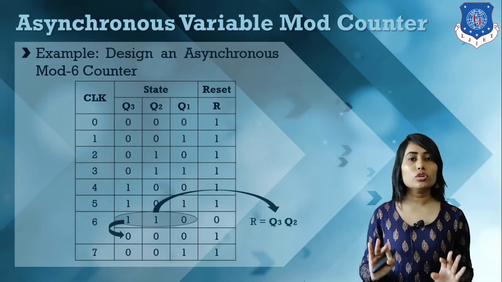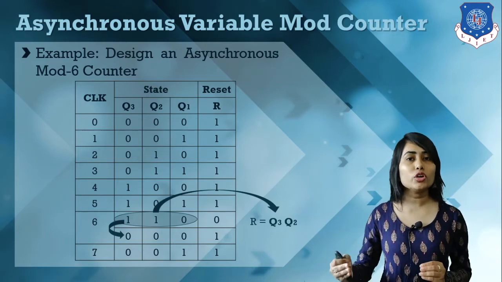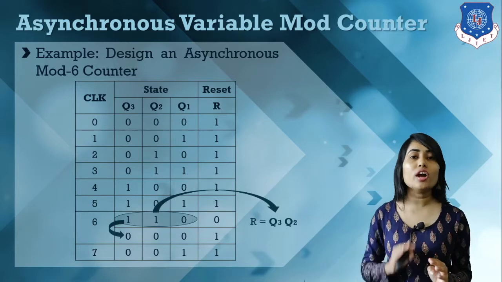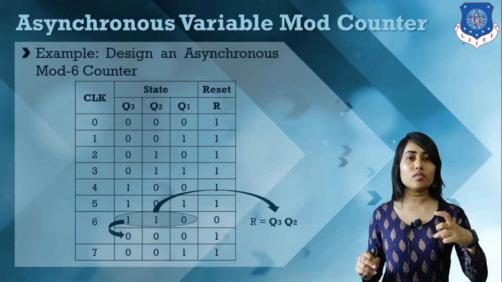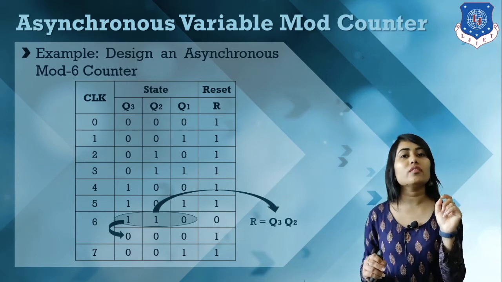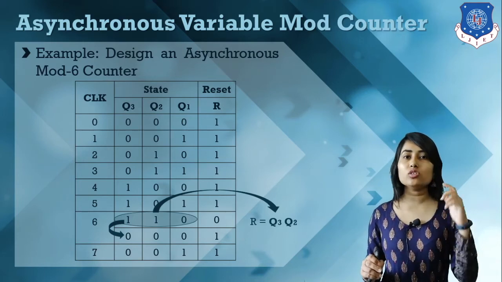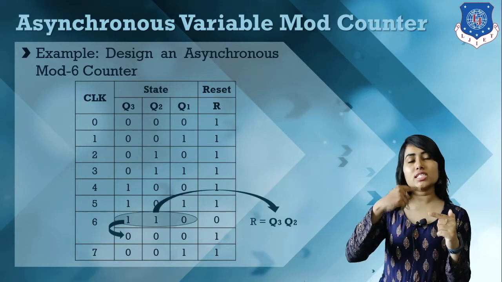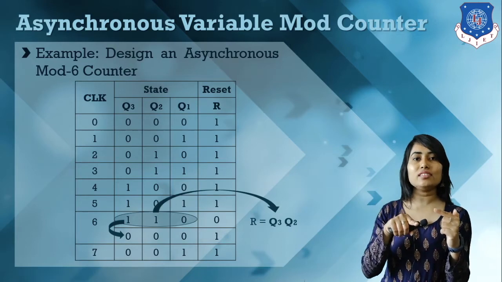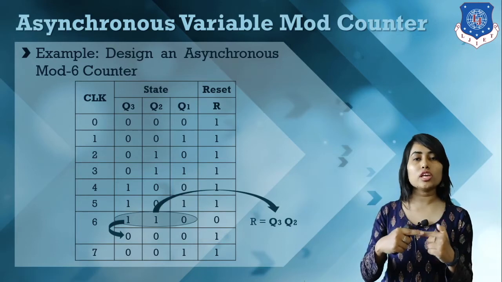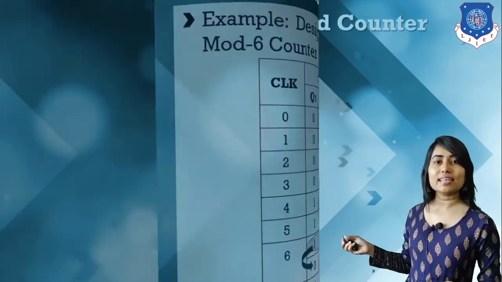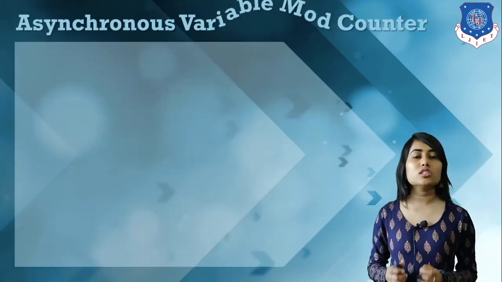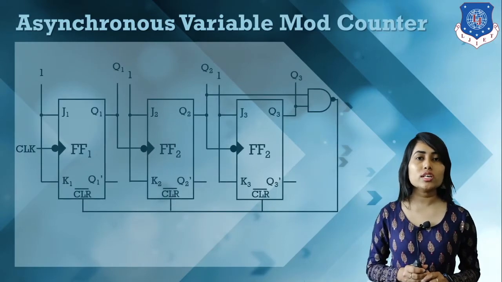Here we have a variable modulus counter, that means it will not count all the values. It will count only our required values. So here we have only 6 values, that is from 0 to 5. Whenever this 6 arrives, we have to reset at that stage. So here we have this mode 6 counter. How can we design this? Here we have this mode 6 asynchronous counter.